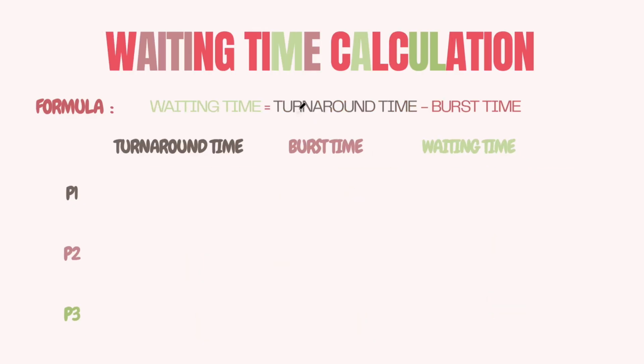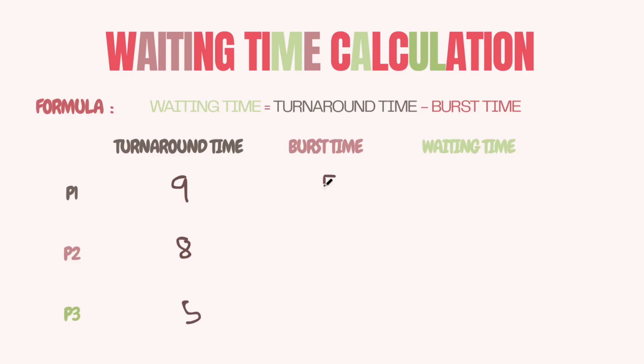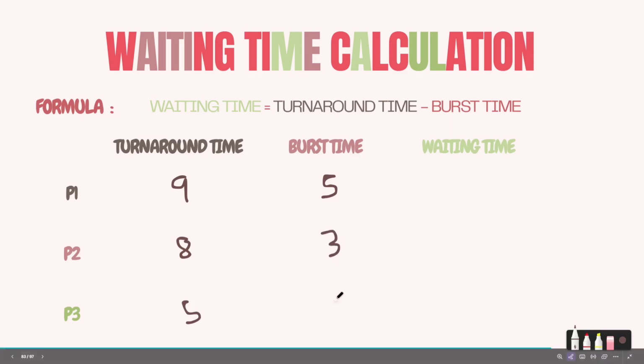The next one is the waiting time calculation. The formula is waiting time equals turnaround time minus burst time. The turnaround time of P1 is 9, the turnaround time of P2 is 8, and the turnaround time of P3 is 5. And the burst time of P1 is 5, the burst time of P2 is 3, and the burst time of P3 is 1.